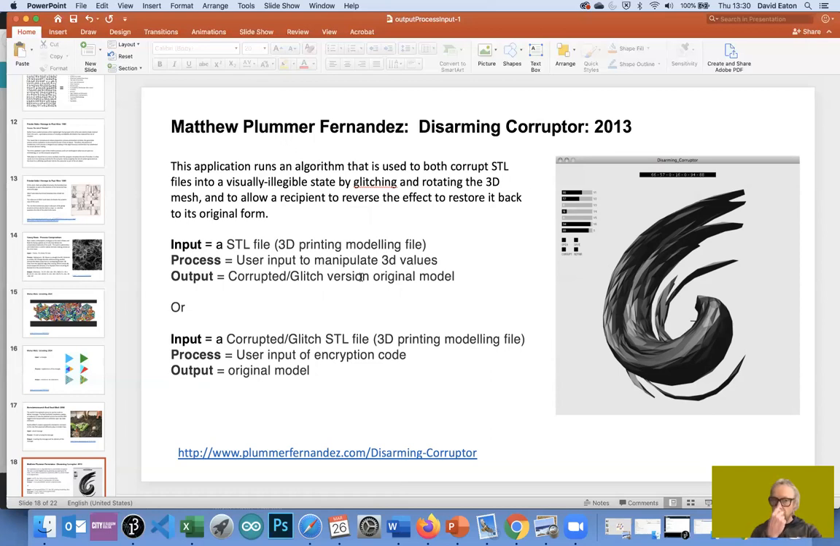So what he's doing is he's creating a 3D glitch, effectively. And again, you've got an input, which is the file, the process, which is the values that you put in here, and the output is the corrupted glitch, okay?